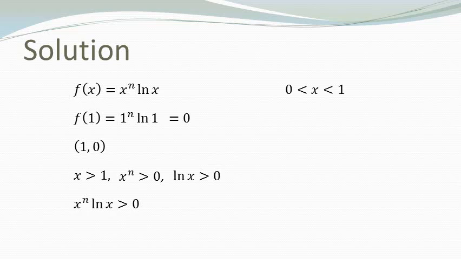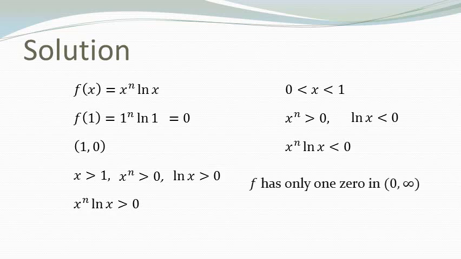Consider that x now lies between 0 and 1. So again, x to the power n is positive, whereas log x is negative, and therefore the product x to the power n log x would be negative. This means the function f of x has only one 0 in the interval from 0 to infinity.